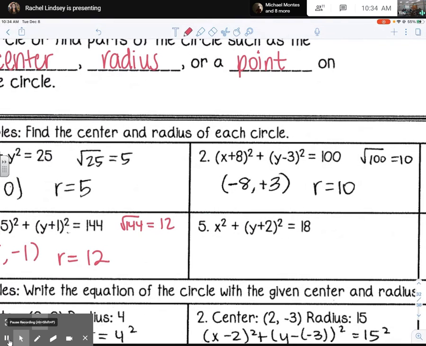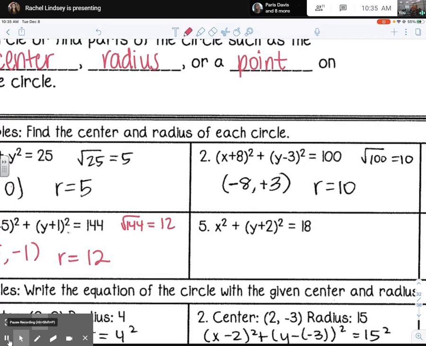I already did number 2. We have +8, bringing out it's -8. -3, bringing out it's +3. Square root of 100 gives you a radius of 10.